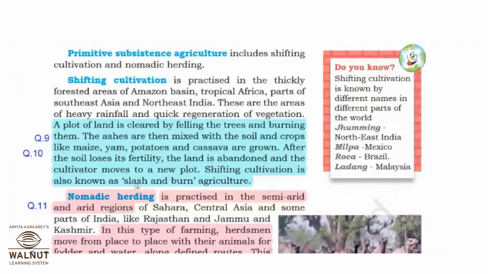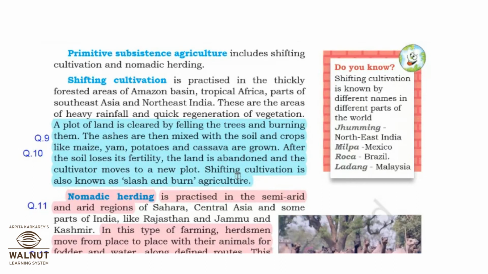Why has it been called slash and burn agriculture? Because when shifting cultivation is done by the people, a plot of land is cleared by felling the trees and burning them. So what they were doing first, they were clearing the land by felling the trees, they were burning them, and then the ashes are mixed with the soil and crops like maize, yam, potatoes, cassava are grown, and after the soil loses its fertility, the land is abandoned and the cultivator moves to a new plot. So this way we can say that shifting cultivation is known as slash and burn agriculture.